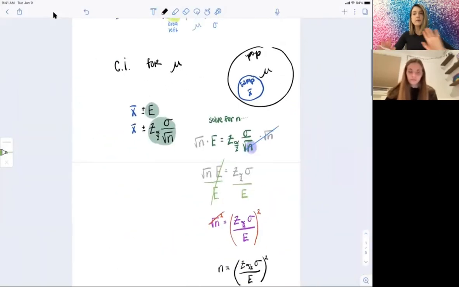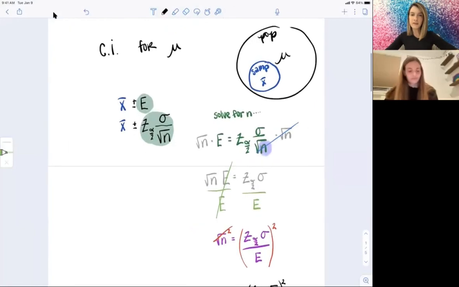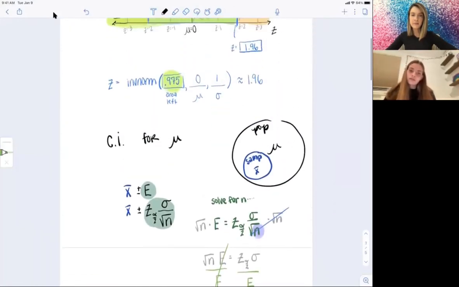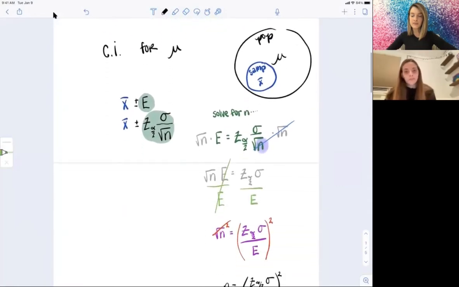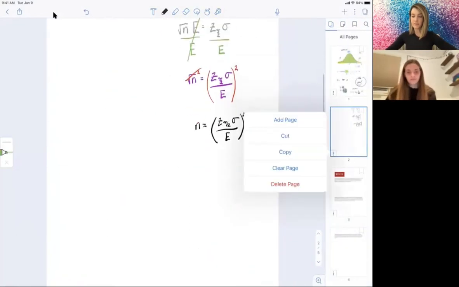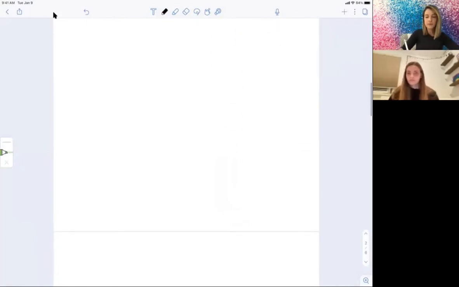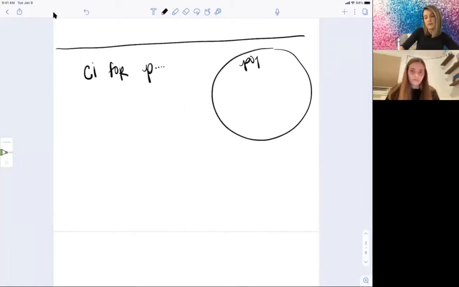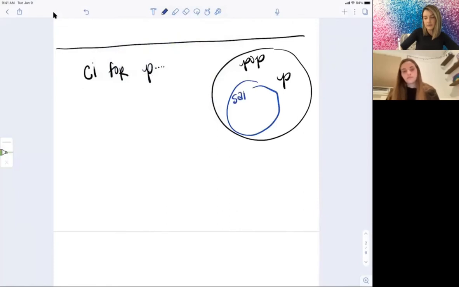I think we will get to that today, but we're actually going to start with proportions. Our first problem here is about a proportion, not a mean. So we need to go through the same process for that very quickly, just to refresh our memory. If we're talking about a confidence interval for a proportion, remember this is when you want to know the population proportion in a population, but you can't get it. So what's the next best thing?